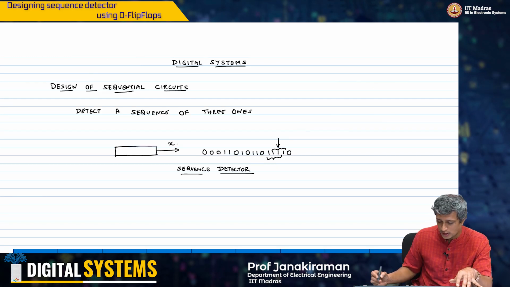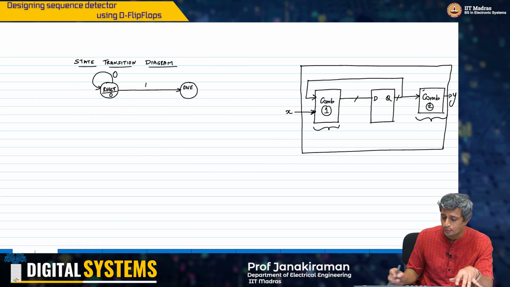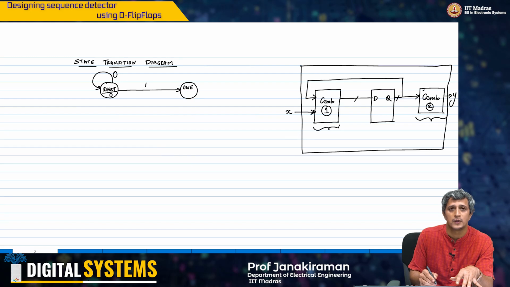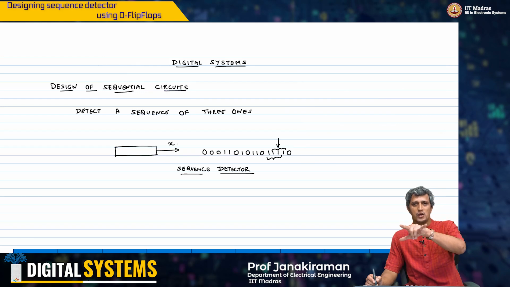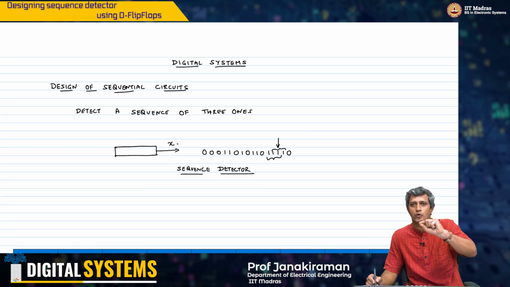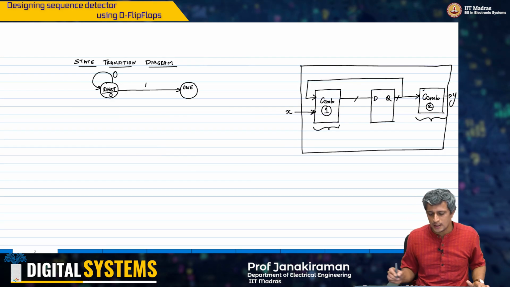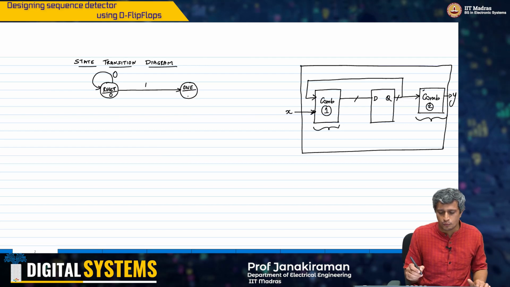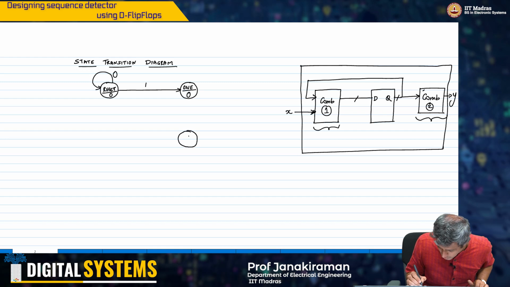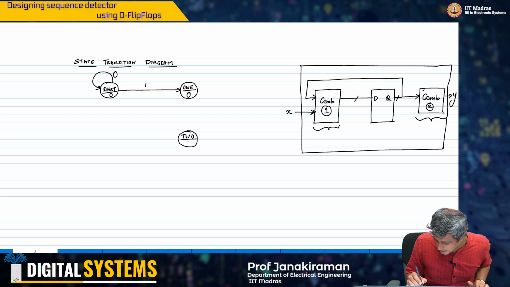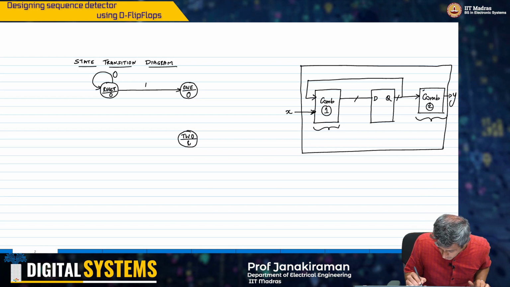Remember that the output Y need not be a function of the input, because as soon as you reach the state when you have seen the 3 ones, you have to output a 1. So all that matters is the output is a function of only the states of the flip-flop, okay? And therefore I will mark the output in this circle itself. Output has to be 0, okay? And then I move to state 2, okay? And this is 1.